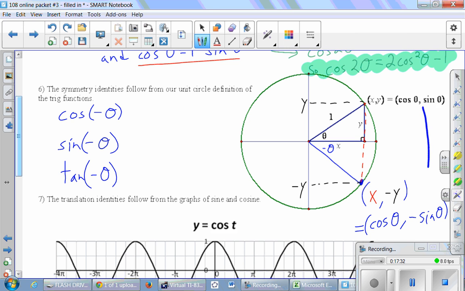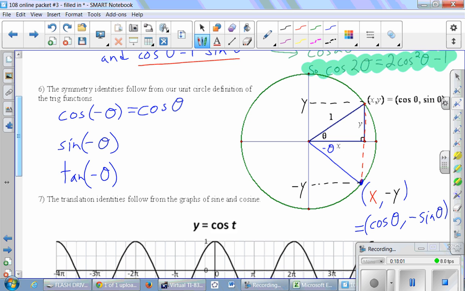So it's the same point that we had. The x stays exactly the same. The y has to change and become negative. So in terms of filling in these identities over here, cosine of negative theta, well, we know that cosine of negative theta is whatever the x-coordinate is at this point right here. And apparently the x is cosine of theta.